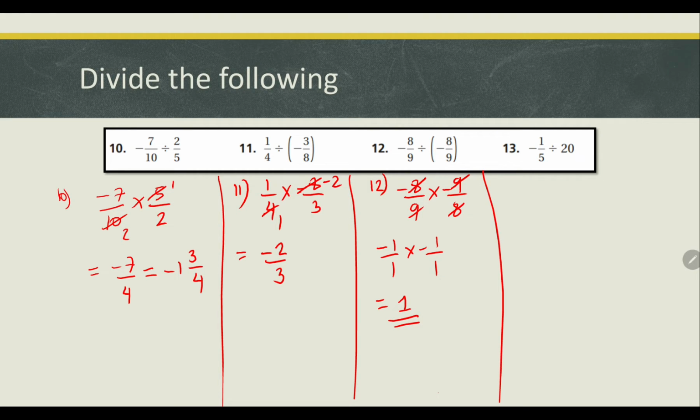Okay, and question 13, what we have here is negative 1 over 5 times 1 over 20. Yes, 20 is the same as 20 over 1. So when you find the reciprocal, it will be 1 over 20, and our answer is negative 1 over 100. There you go.